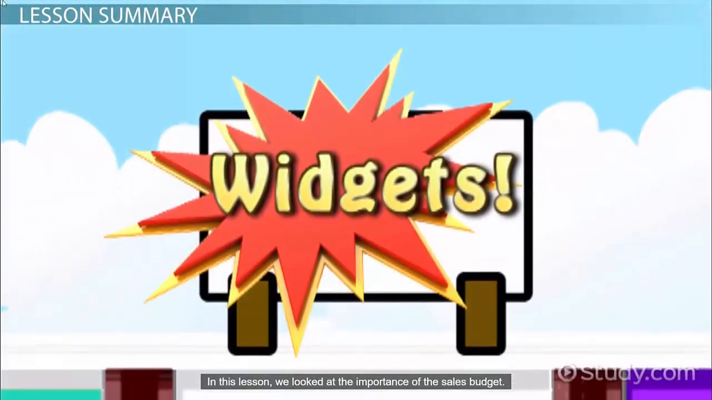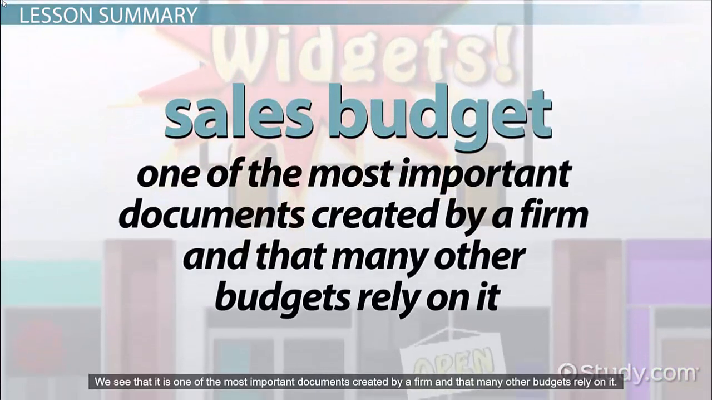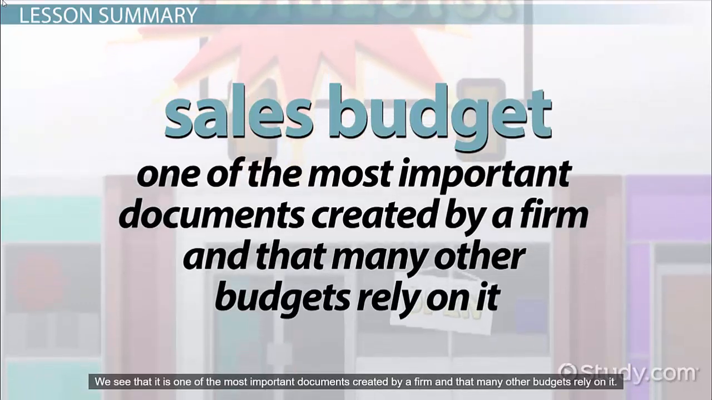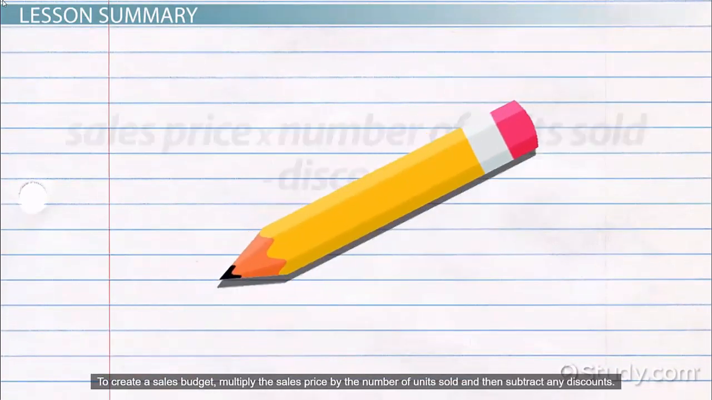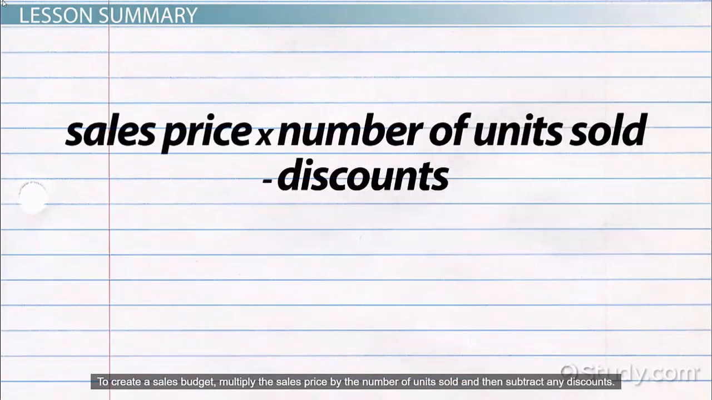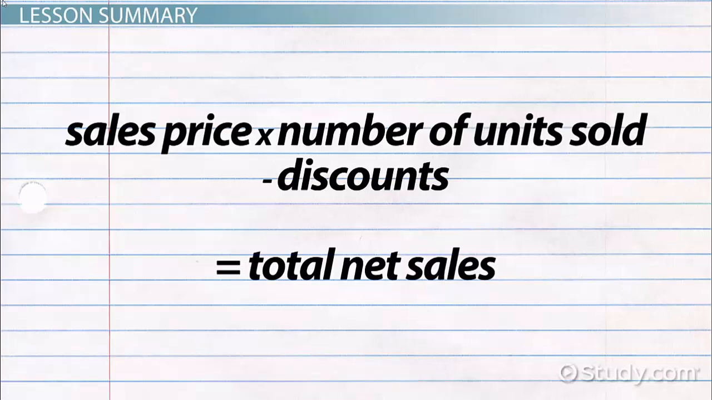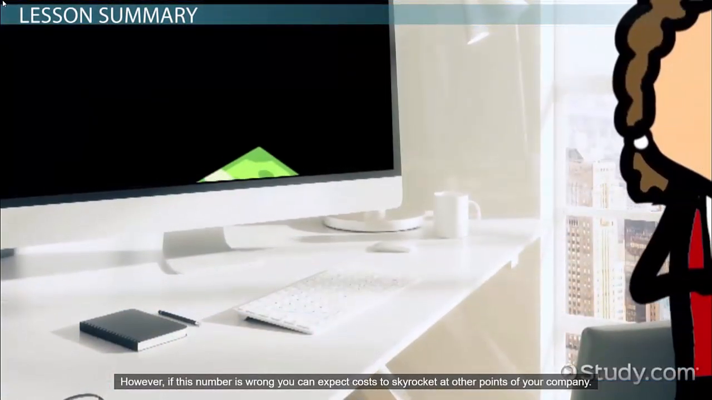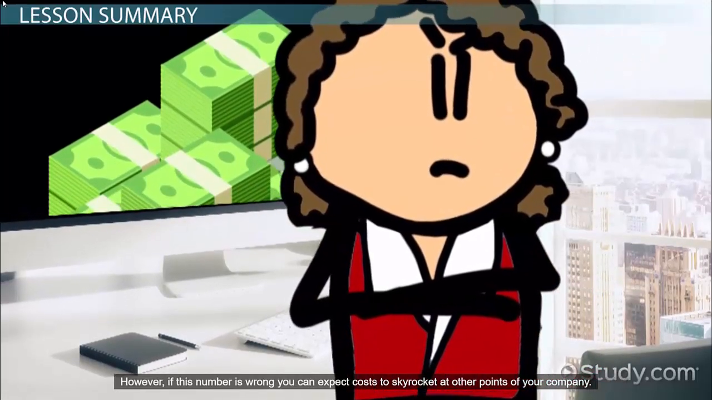In this lesson, we looked at the importance of the sales budget. We see that it is one of the most important documents created by a firm and that many other budgets rely on it. That said, it is surprisingly simple. To create a sales budget, multiply the sales price by the number of units sold and then subtract any discounts. This gives you the total net sales. However, if this number is wrong, you can expect costs to skyrocket at other points of your company.